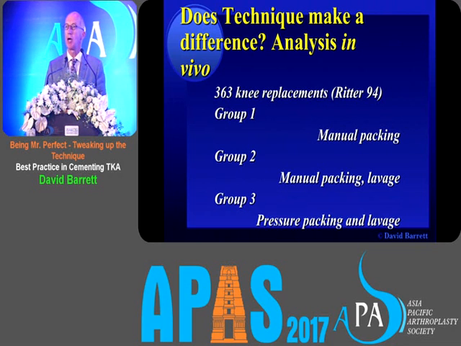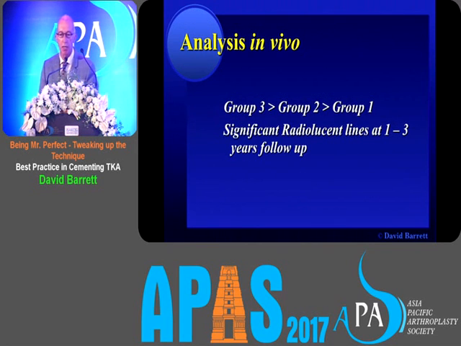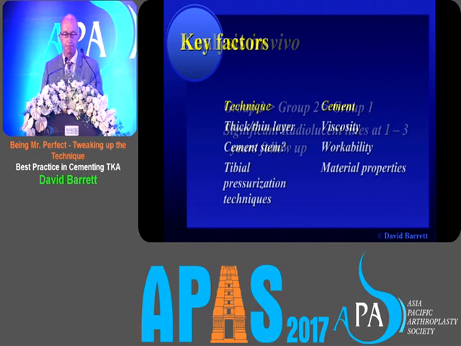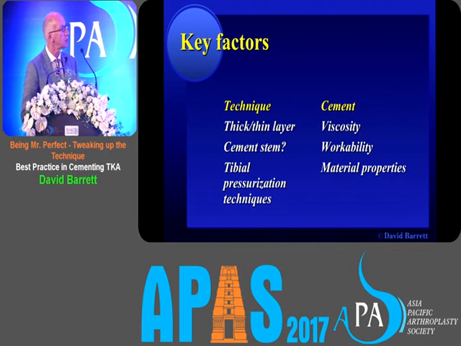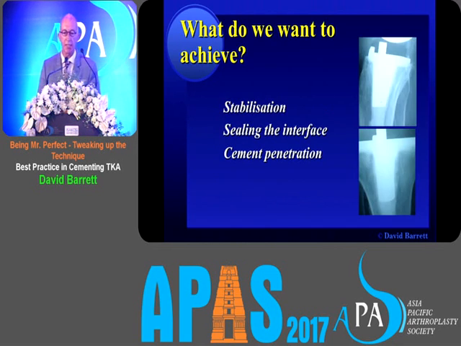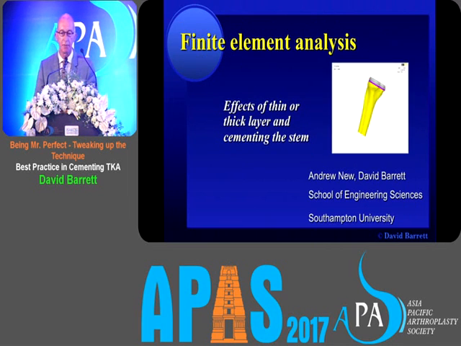But we already know, and this paper is over 20 years old, that a cement technique will make a difference. And this is Merrill Ritter's paper, looking at different ways of cementing the tibia. And you can see very early on, within 3 years of follow-up, that a good cement technique is associated with fewer radiolucent lines. So the key factors I'm going to talk about are using a lot of cement under the tibia and cementing the stem as well. And let's think about using a technique to stabilize that tibia and getting a good bone metal interface.